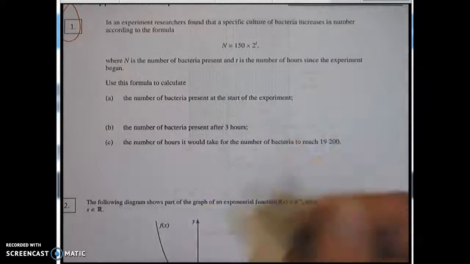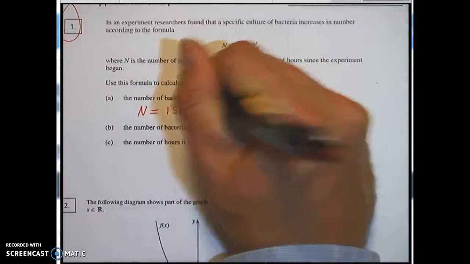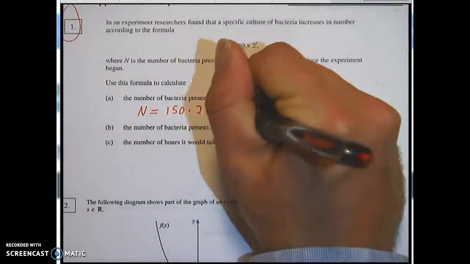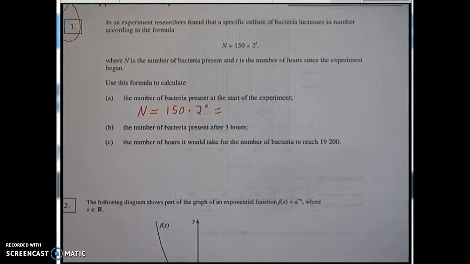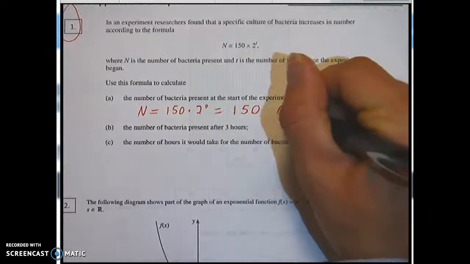So at the start, that's when t equals 0. So that would be n equals 150 times 2 to the 0th power. Anything to the 0th power equals 1, so that's just 150 times 1, which is 150 bacteria.